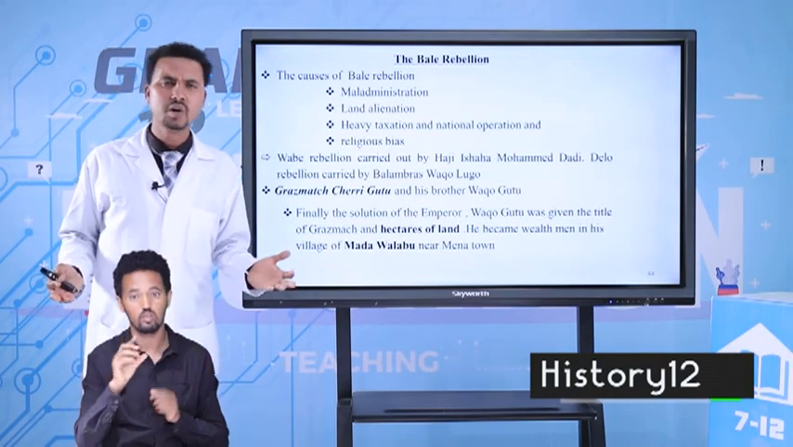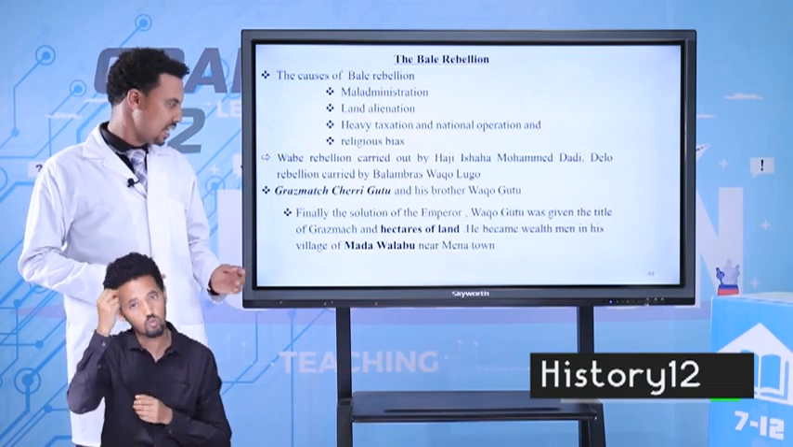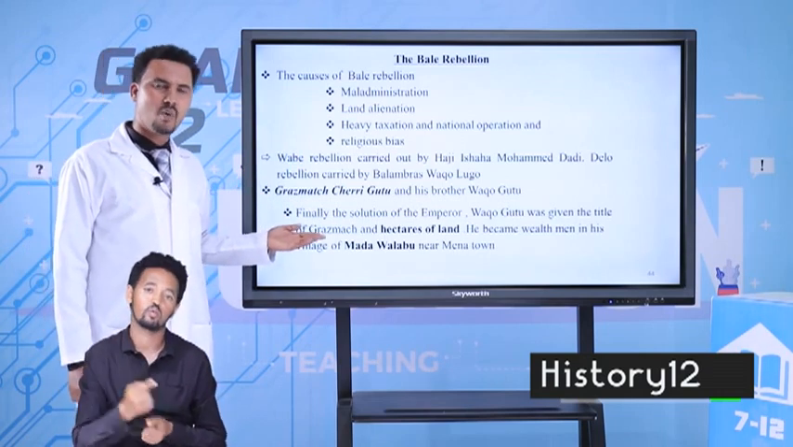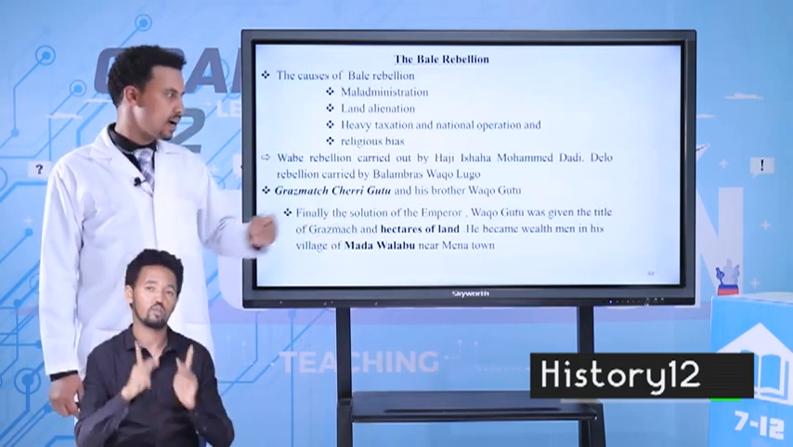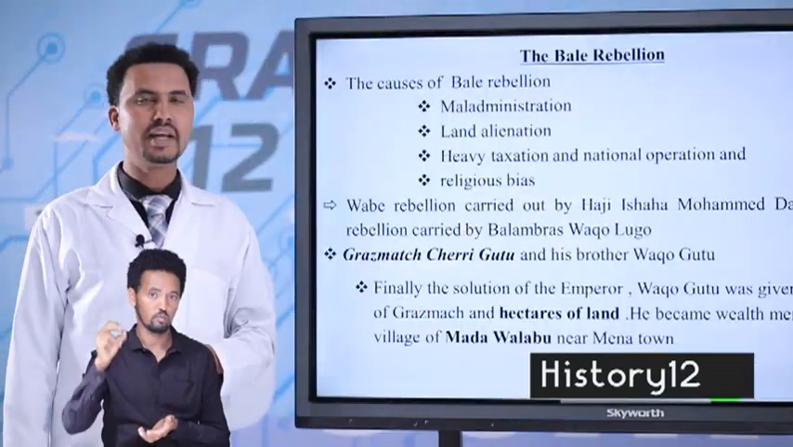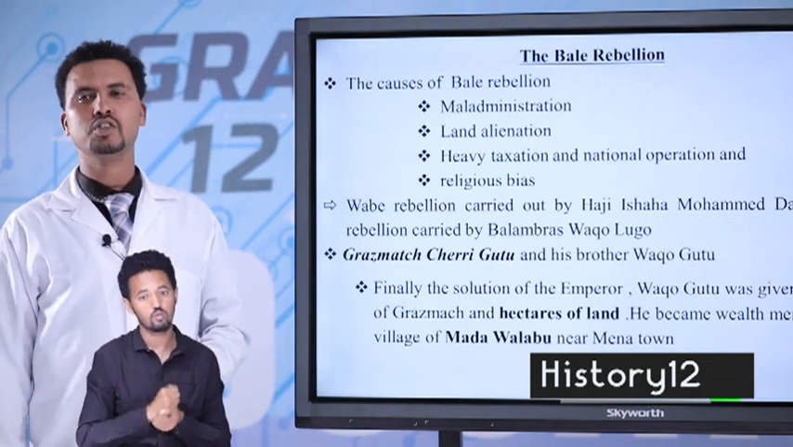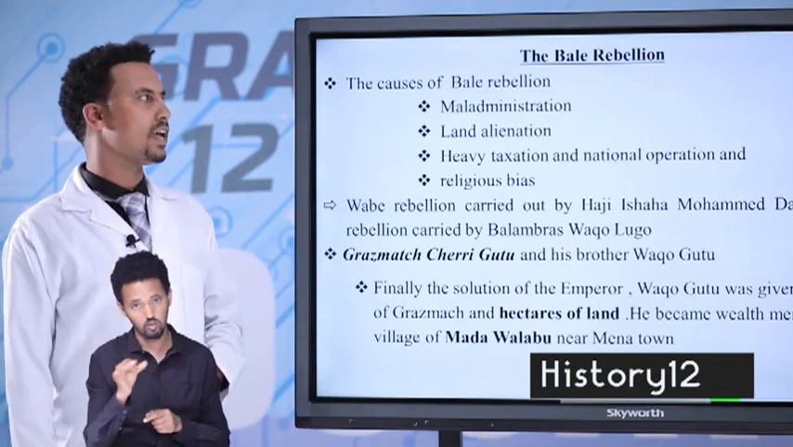Finally, the solution of Emperor Haile Selassie was that Wako Gutu was given the title of Grazmach. Wako became Grazmach. He became a wealthy man in the village of Maddaolabu near Mena town. By this action, the Emperor solved the question of the Bale rebellion.